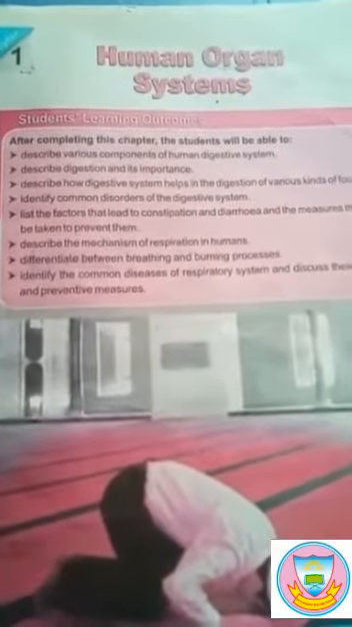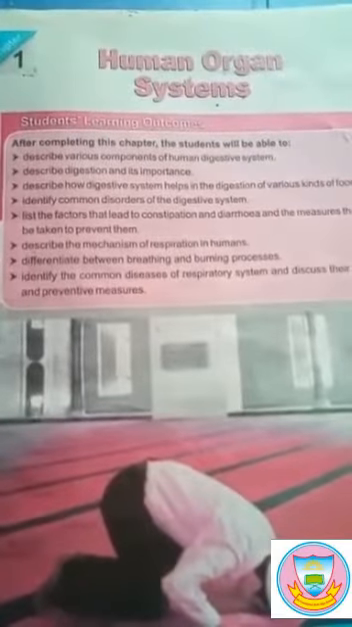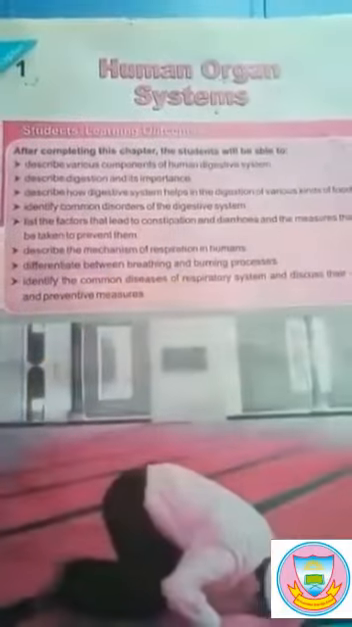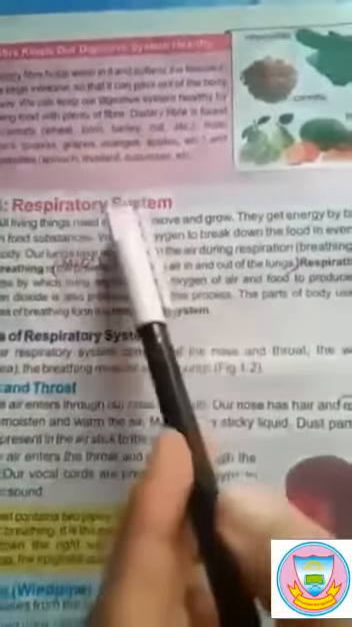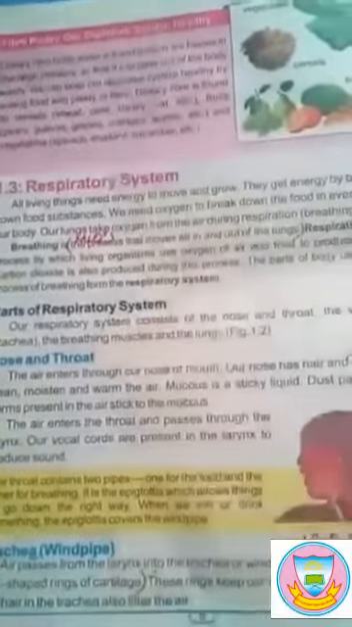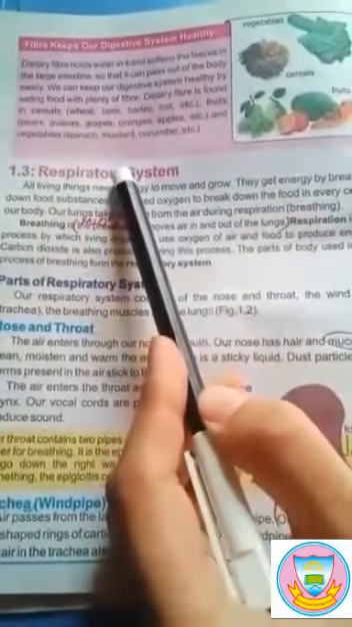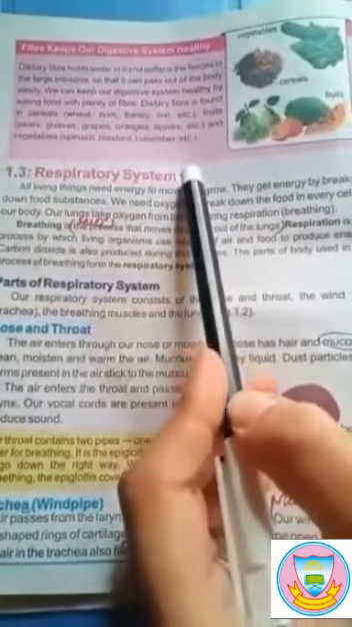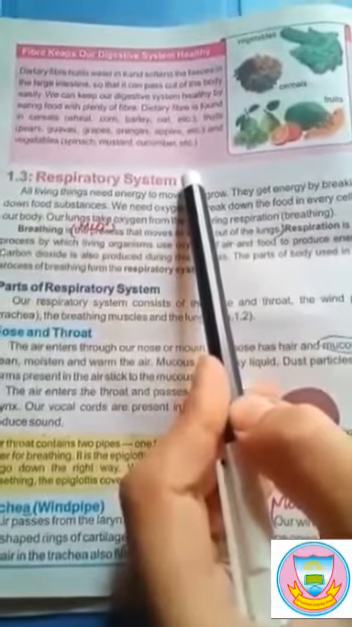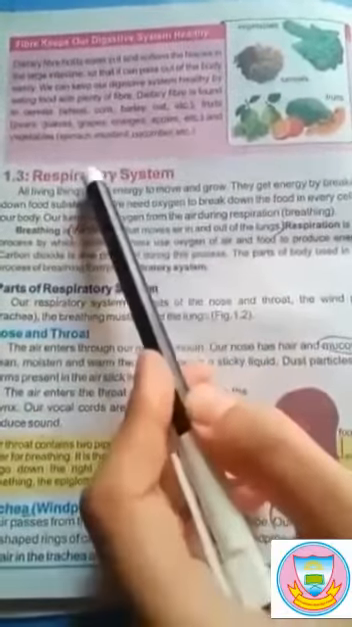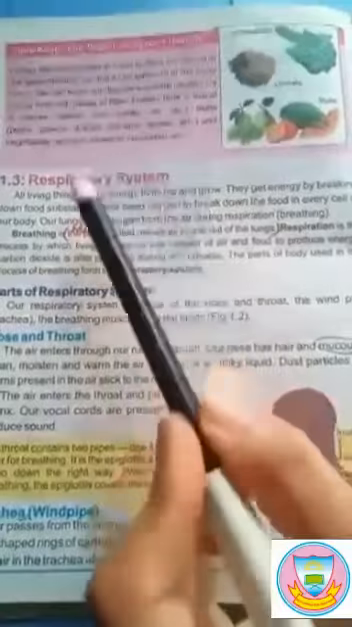This is the second video lecture of class 7th science, chapter number 1, human organ systems. And our topic is respiratory system. In respiration, the living organisms use oxygen of air and food to produce energy. Carbon dioxide is also produced in this process.